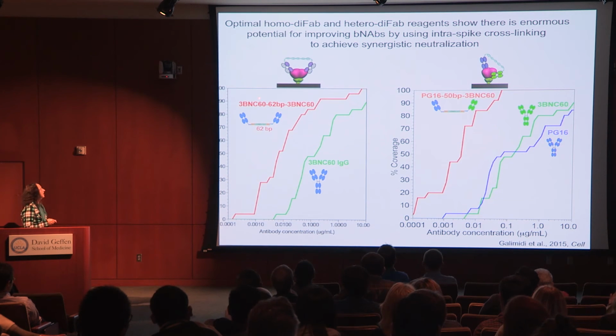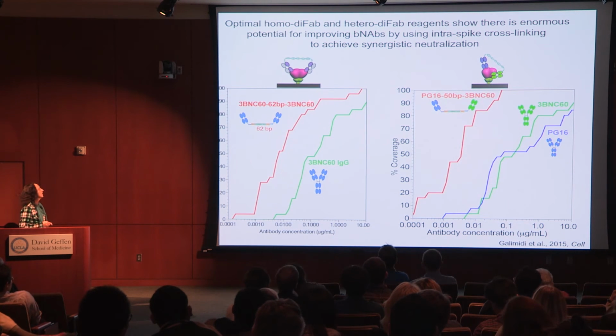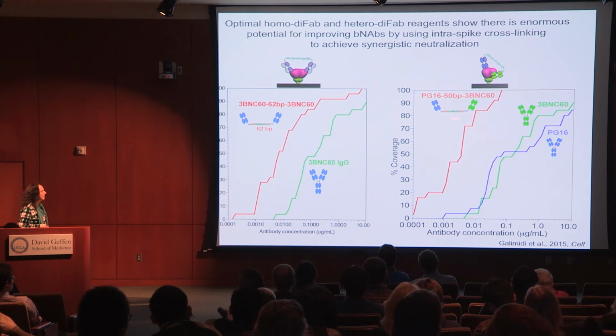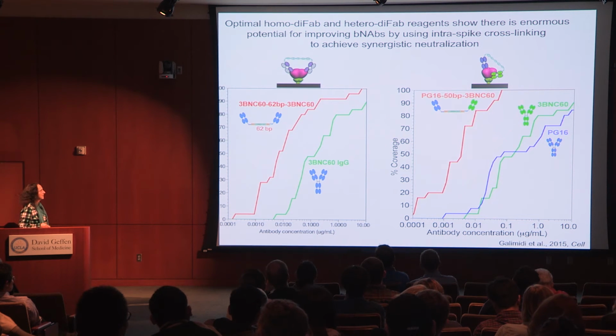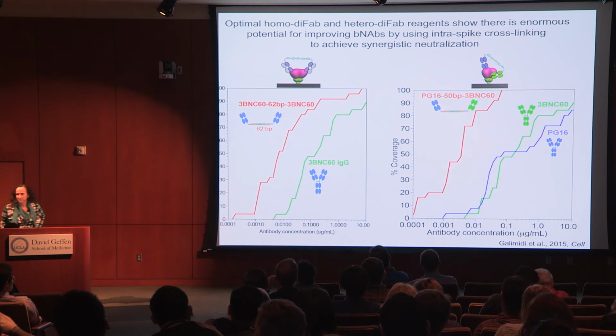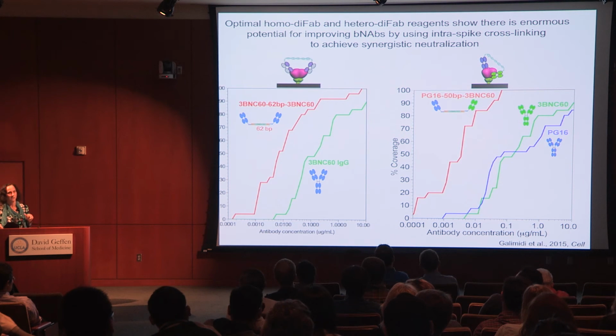So Rachel went on to make these. This is the result you saw on the last slide. This is a homodiFab, same Fab on either side. So now she combined that Fab with another type of Fab that binds up at the top right here, to make a heterodiFab. And that is amazingly better, in fact, than the parentals. So the parents of this are PG16 and 3BNC60. These are the IgGs, and that's how potent they are. And this is the heterodiFab, goes up to 100%, and it's just dramatically more potent. It's over a 100-fold geometric mean increase in potency for this reagent across all of these strains.